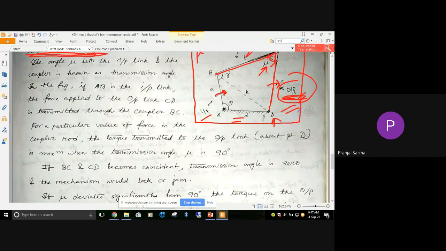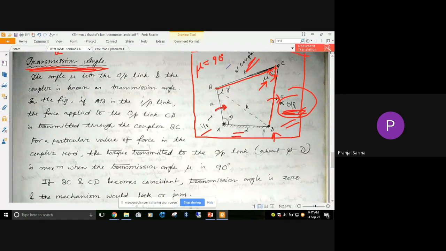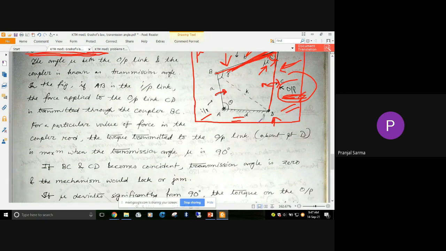Now if we consider BC and CD, these two links, if they become coincident, meaning they overlap, let's consider the angle is decreasing and they are overlapping, that means the transmission angle mu is 0. In this situation the whole system will jam or lock, and no motion will be possible.